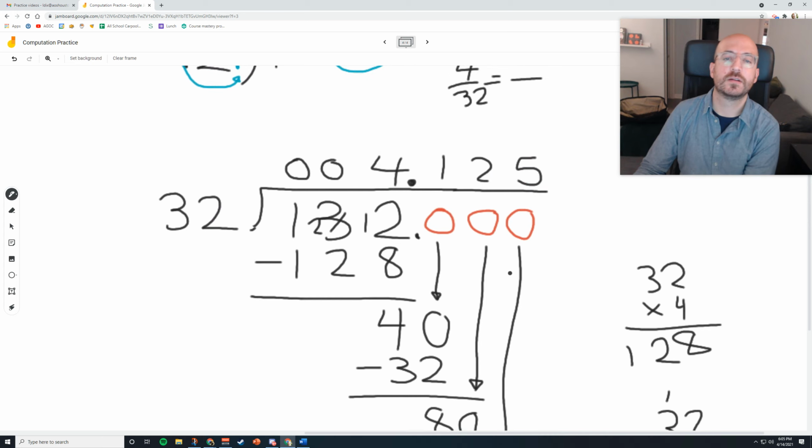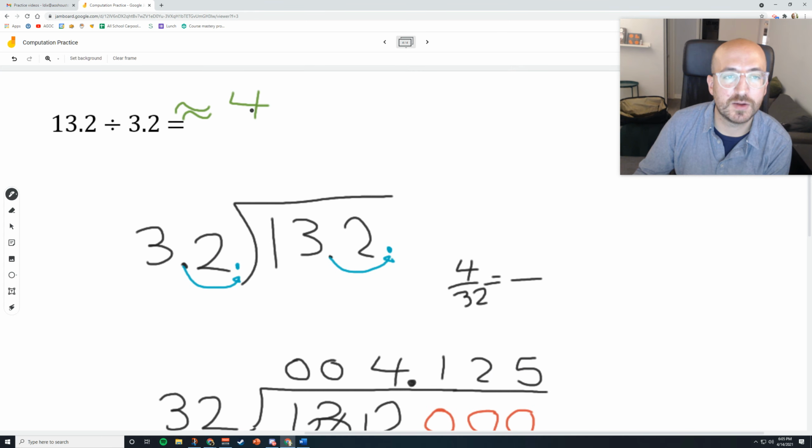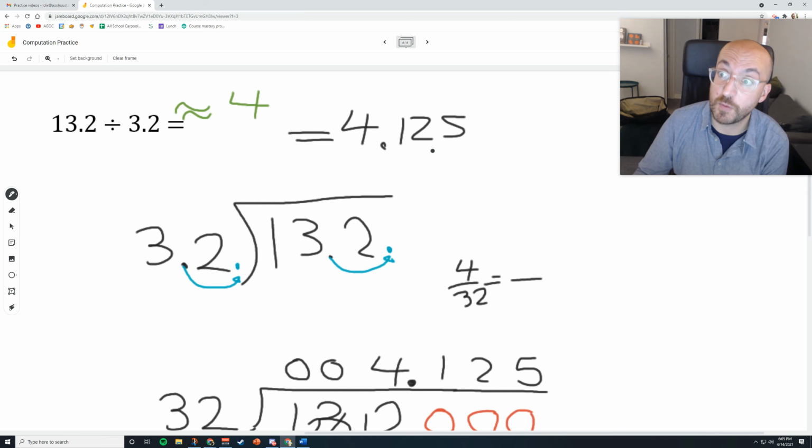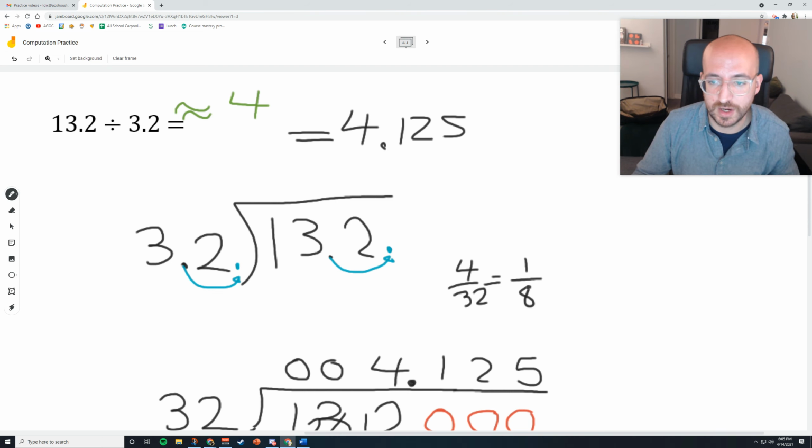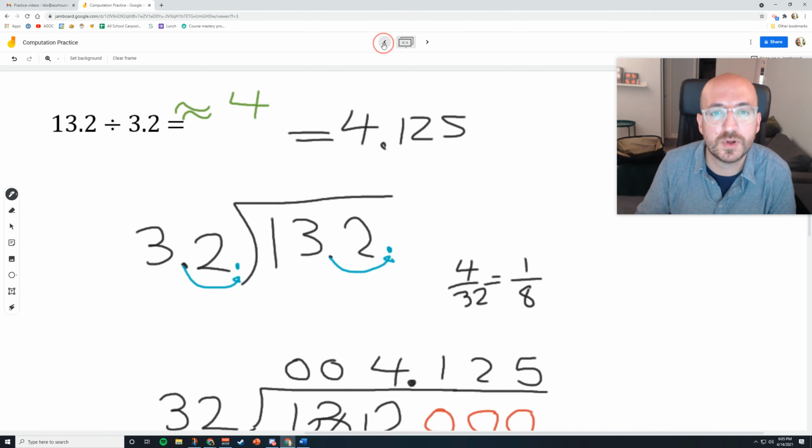We are done. I told you my estimate was about 4. Well, the answer is 4.125. Do you know what 4.125 is? I mean, especially .125 as a decimal, it is equal to 1/8. Okay, that's it.